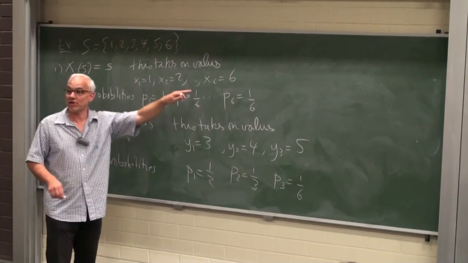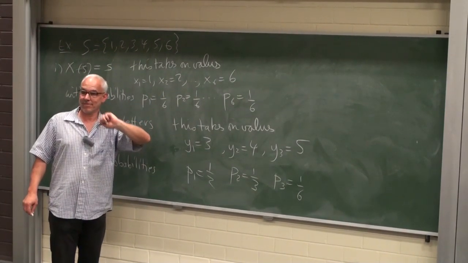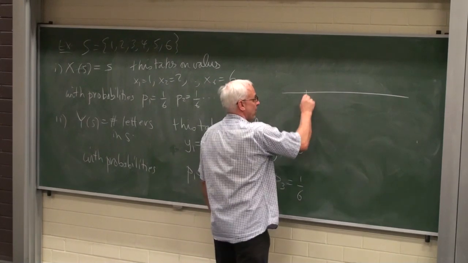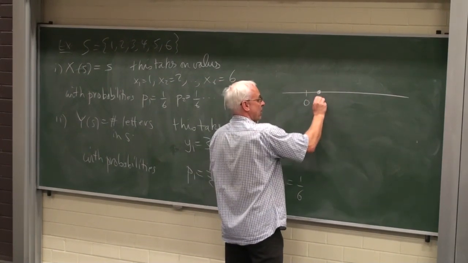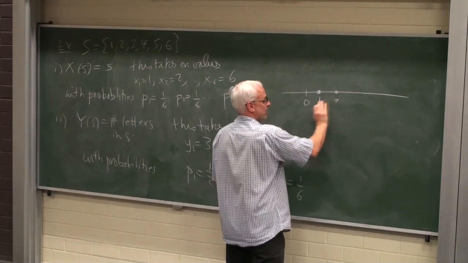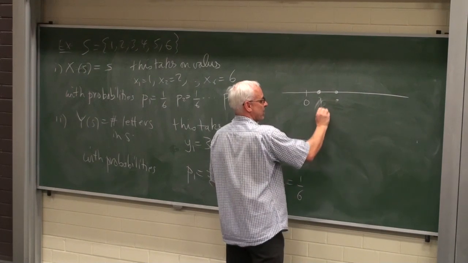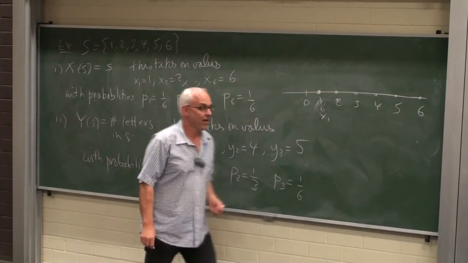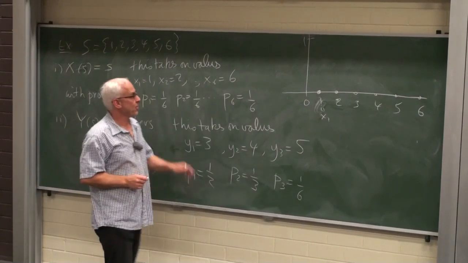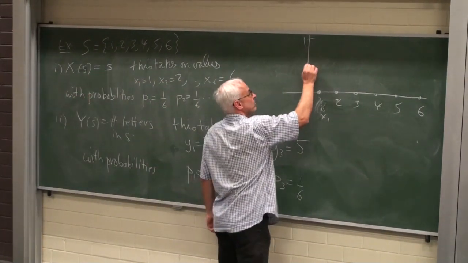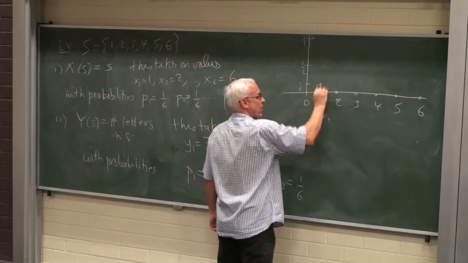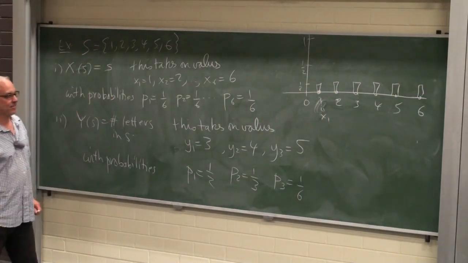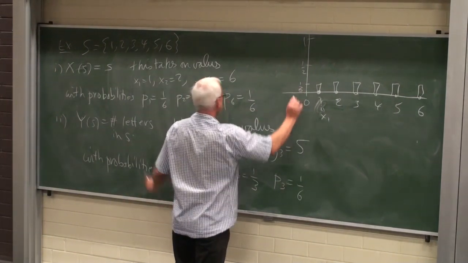Over here on the right, I'm going to draw the associated probability distributions. Here I'm just going to record the values that the function takes on: x1 equals 1, 2, 3, 4, 5, and 6. And the probabilities are all 1/6. That's the probability distribution associated to the function x.